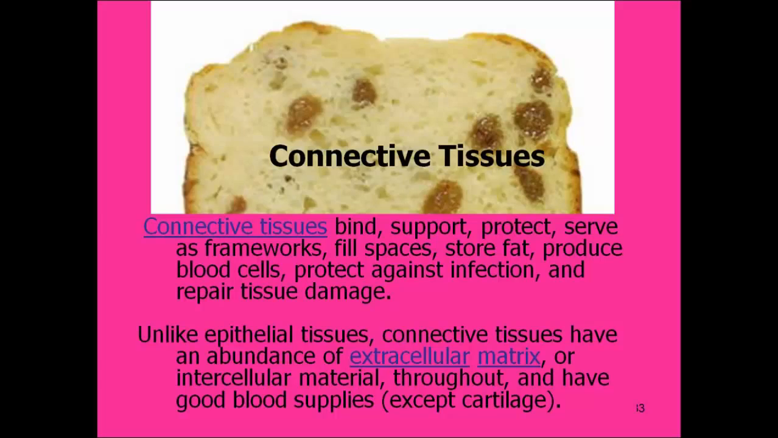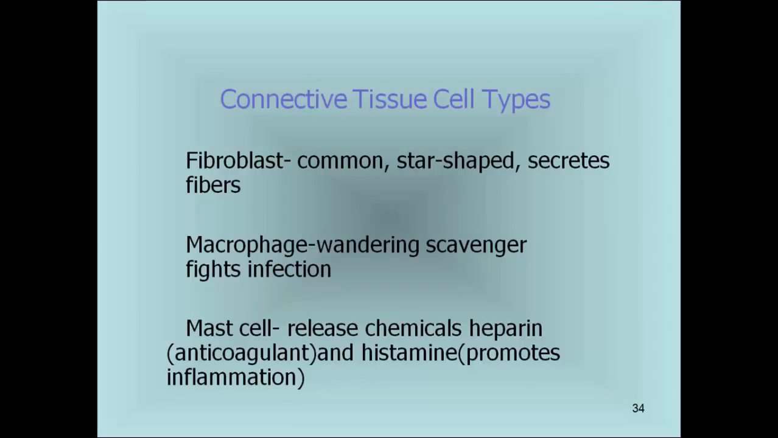The raisins represent the cells, and they're separated from each other by what's called extracellular matrix. Extracellular means outside the cell. And most types of connective tissue have a good blood supply. That would be their vascular. Cartilage is an exception.